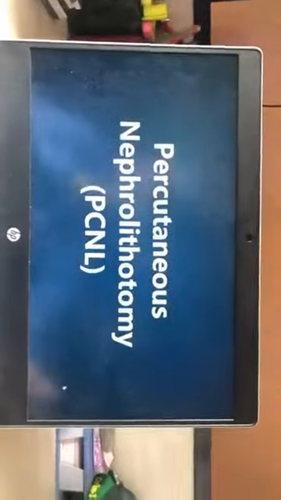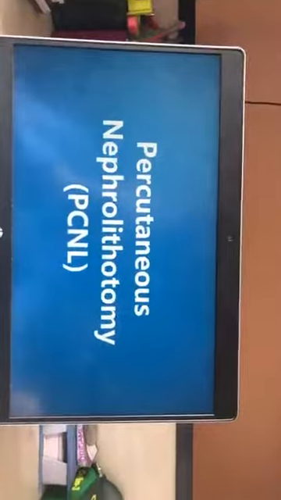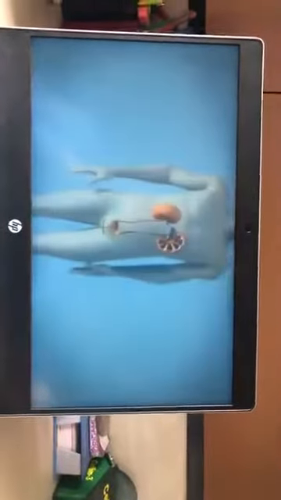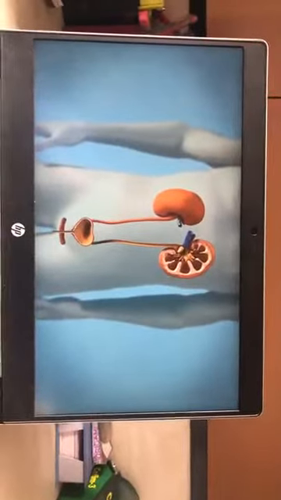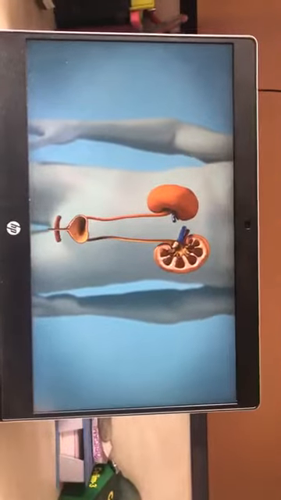So this video is about the percutaneous nephrolithotomy. The goal of this procedure is to remove the stone. So the stone lies in the renal pelvis.